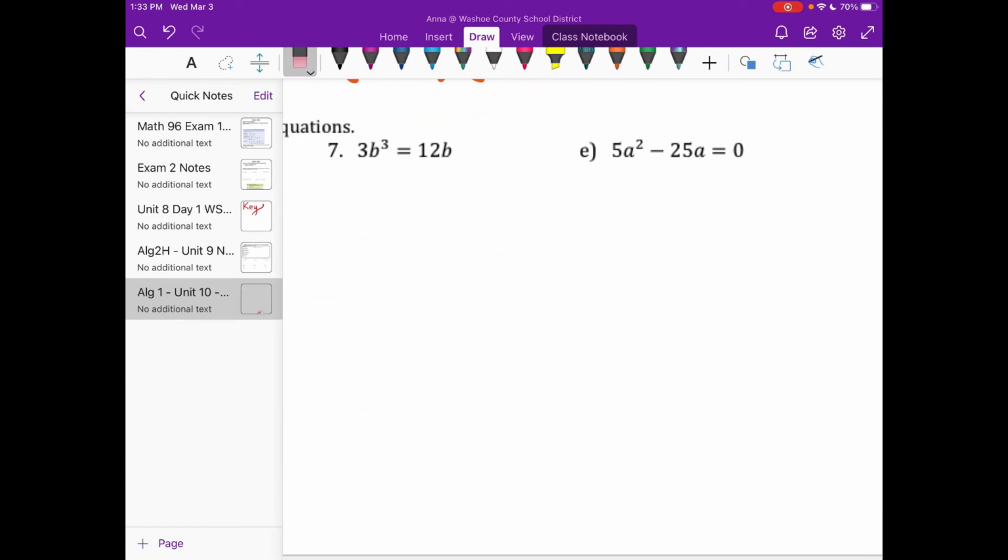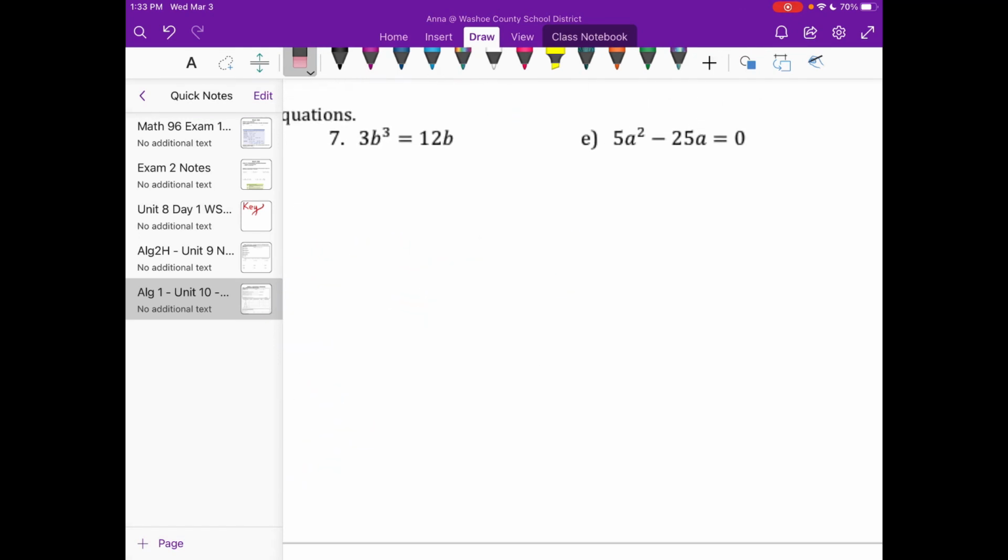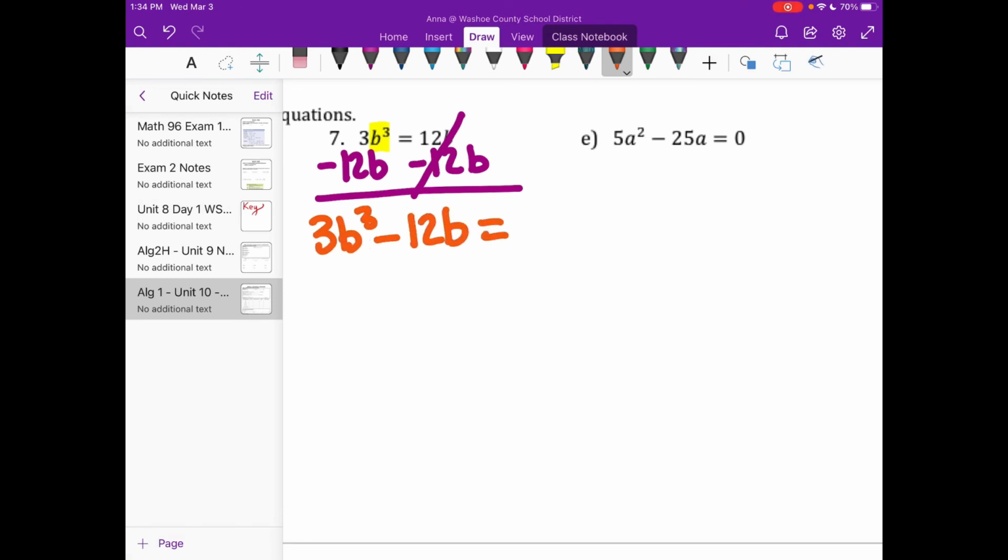Okay, this is the last one I'm going to do with you, and then I think you guys will be fine on E. So this one is missing a 0. Now, if you're in my class, we call this making our own 0. We never, ever, ever move this guy in my world. We only move the thing with the smallest amount of b's. So I'm going to move the 12b over. So I'm going to do minus 12b, minus 12b. This says 3b cubed minus 12b equals 0. I made my own 0.